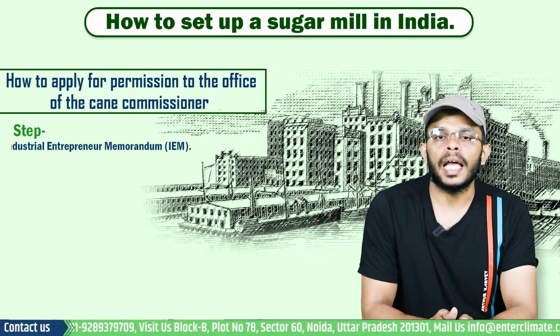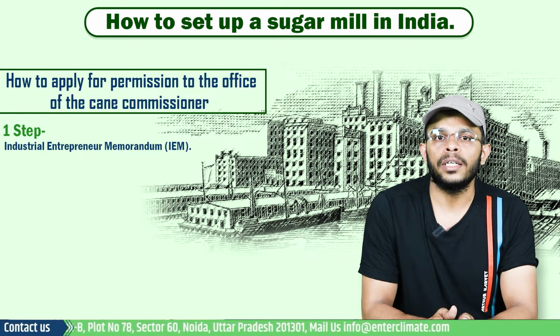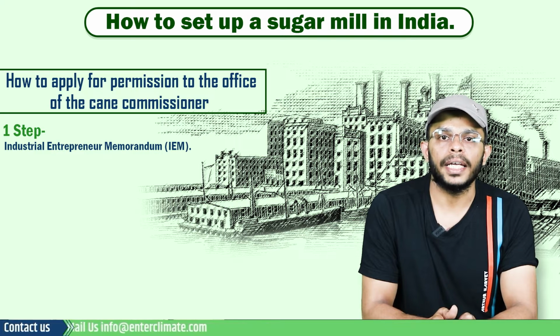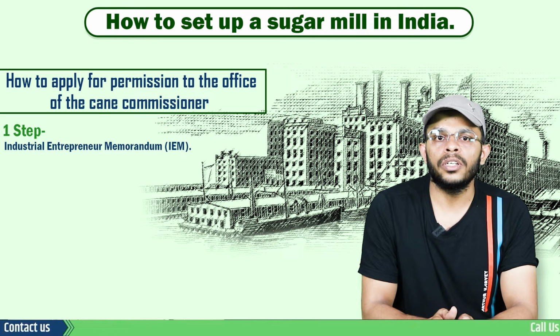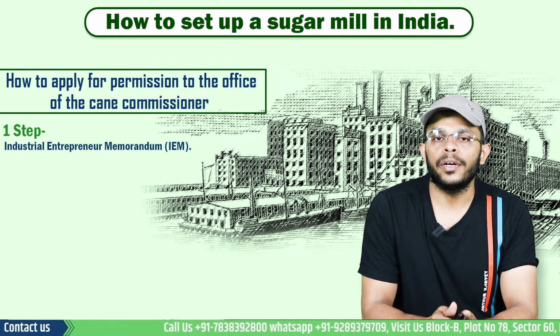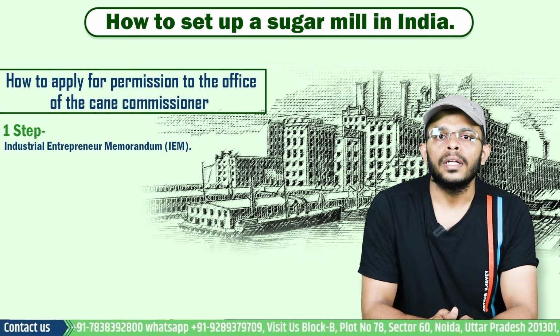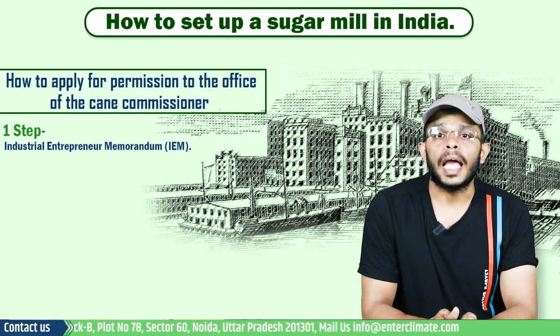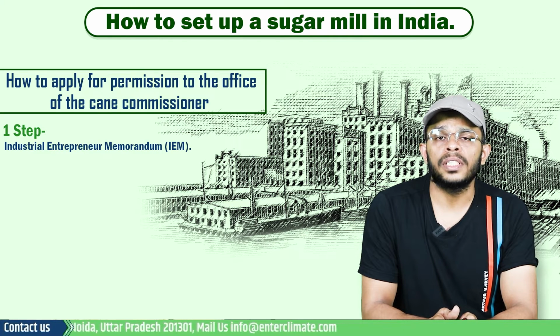In the first step, the applicant must forward the distance certificate to the government to issue an industrial entrepreneur memorandum or IEM. Particular industrial undertakings are exempted from industrial licensing requirements under the Industries Development and Regulation Act of 1951. They are required to submit information relating to the setup of industries. The applicant has to file an application to the central government requesting for the issuance of the IEM.